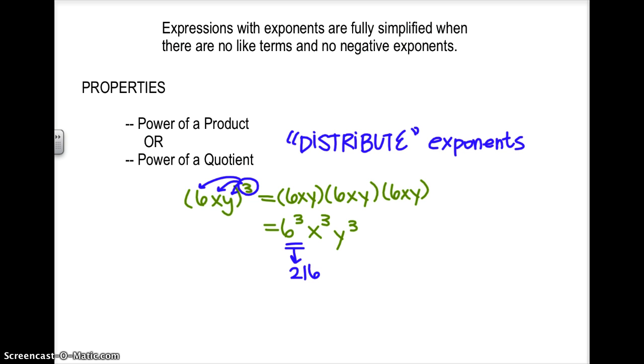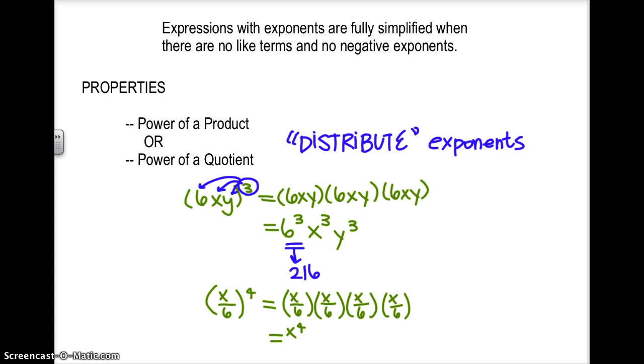Same thing we do with the quotient. Here, x over 6 is raised to the 4th. That literally means x over 6 times x over 6 times x over 6 times x over 6. There are 4 x's being multiplied in the numerator. There are 4 6's being multiplied in the denominator. This 4 has been distributed inside those 2 groups. Okay? So be careful there. You're distributing, but you're distributing as a power. The number becomes a power for each of those other numbers.